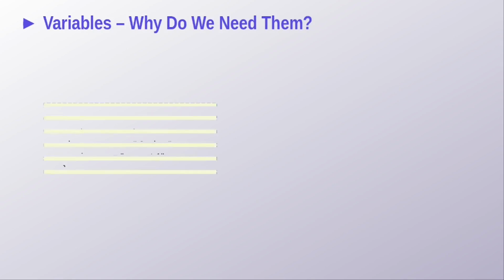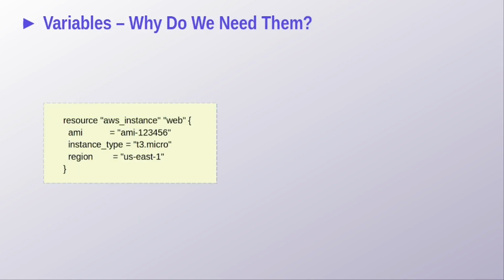Variable. Let me ask you a simple question. What happens if your Terraform code looks like this? This code works, but it has these problems. You cannot reuse it. You must copy paste for every environment. Changing one value means editing code. Very easy to make mistakes. This is hardcoded infrastructure, and hardcoded infrastructure does not scale.